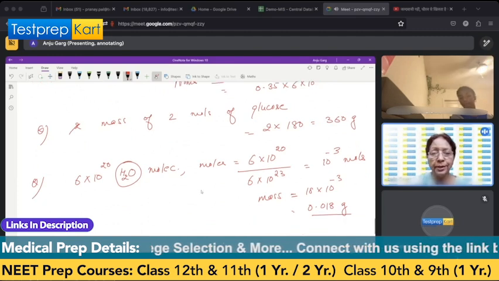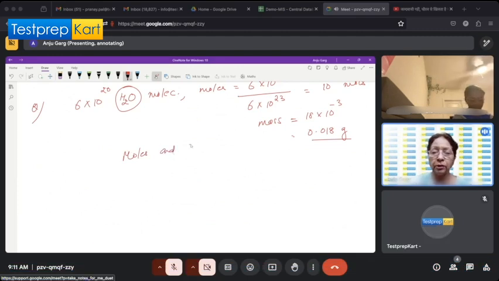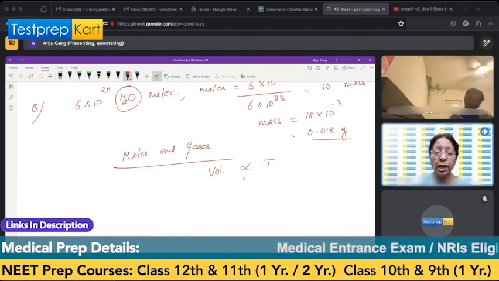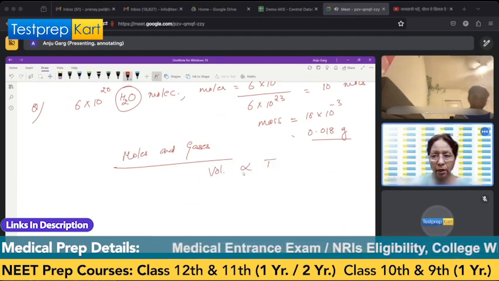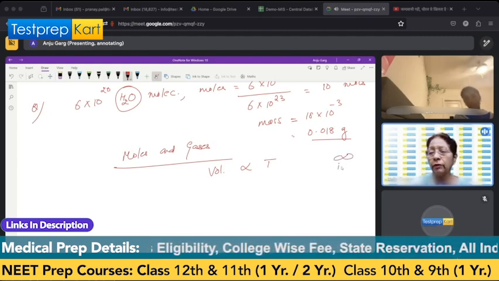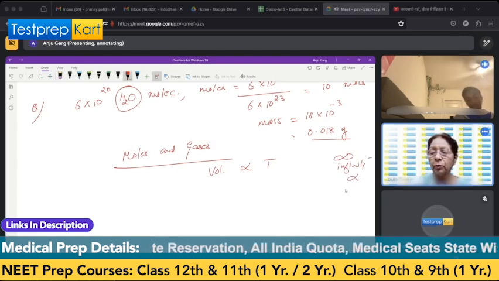Then we have moles and gases also. In gases, we always measure the volume. But for the volume of a gas, we have to specify the conditions regarding temperature and pressure. Because when you change the temperature or pressure, the mass doesn't change but the volume will change. So volume is directly proportional to temperature. This sign is called the proportionality sign. More the temperature, more is the volume.